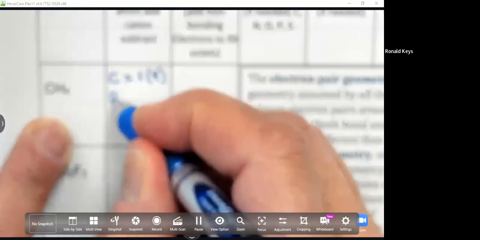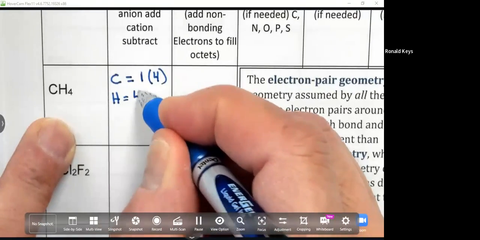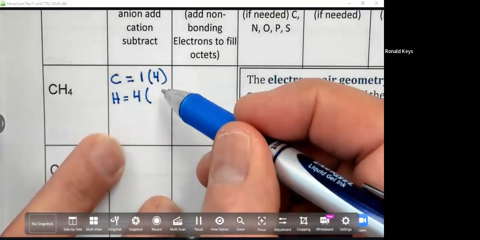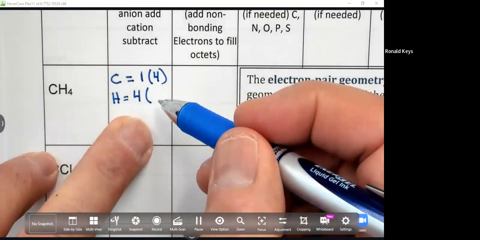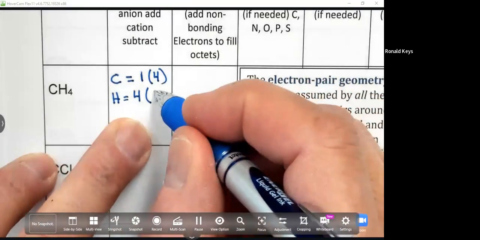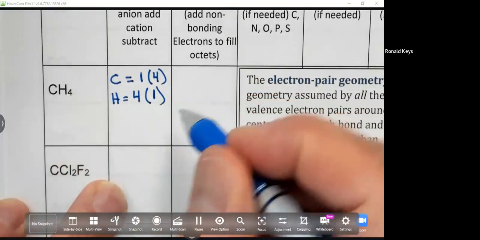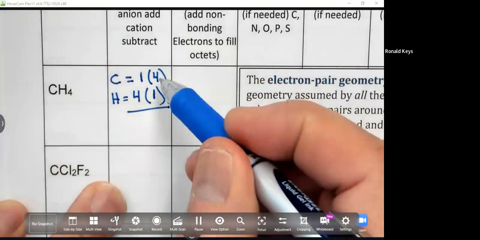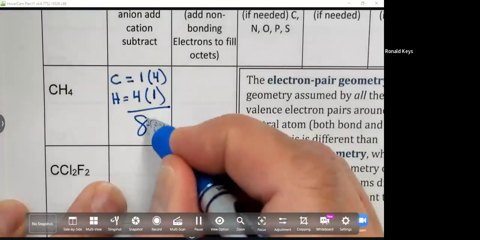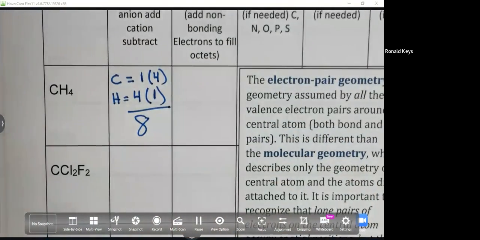For hydrogen, we have 4 hydrogen atoms. How many valence electrons for a hydrogen atom? 1. We add this up, we got 4 plus 4. We have 8 valence electrons.